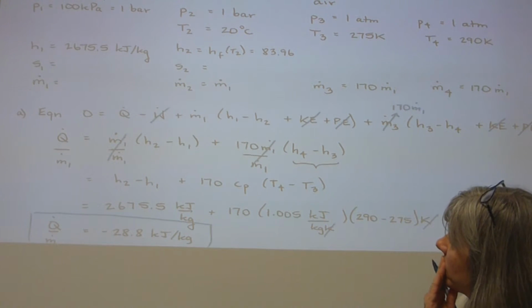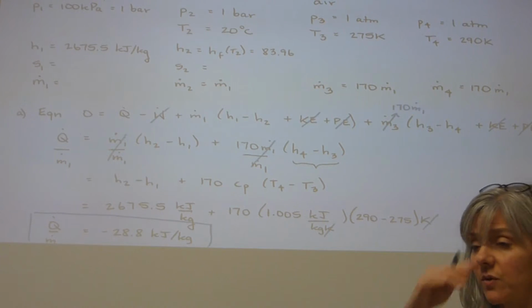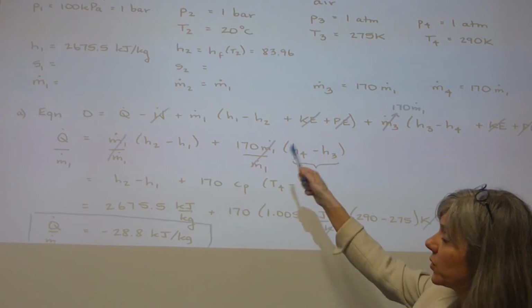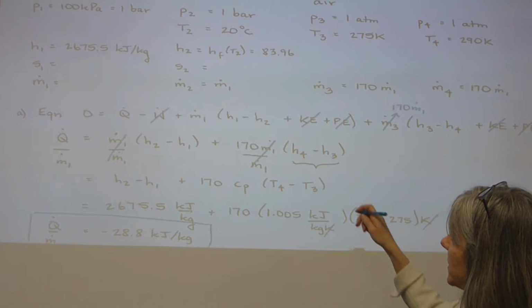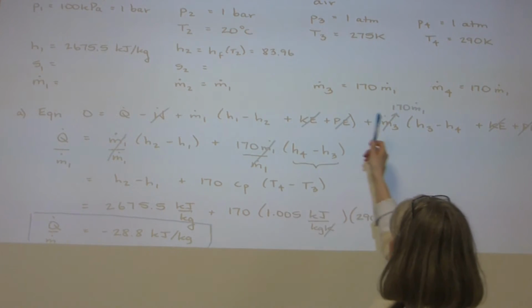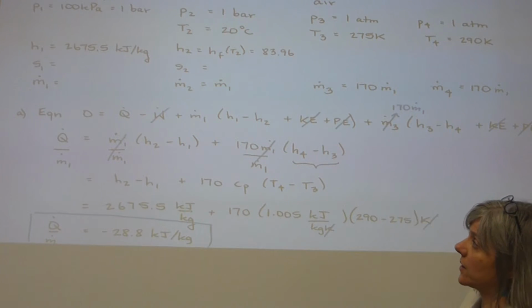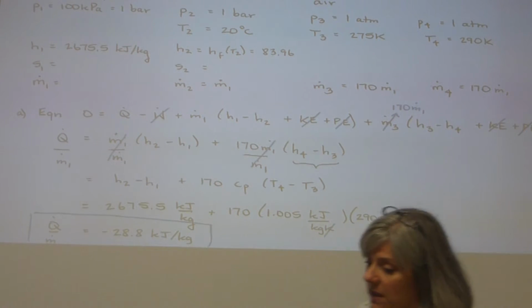Okay, so hopefully that is okay. So just remember with heat exchanger that we have two pairs of inlet and exit. And so that means we have to have a component for each one in our energy rate balance equation. All right, so let's look at part B.